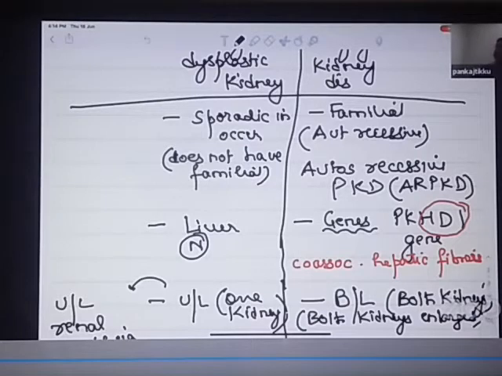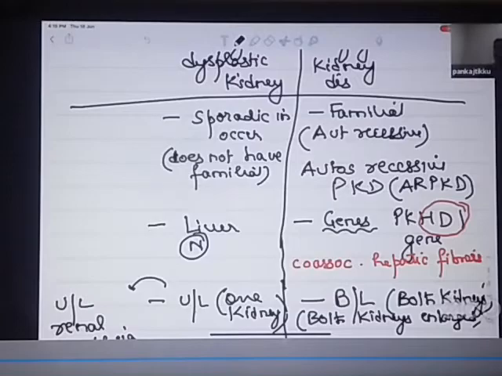I just now received a question: from what age can we do lumbar puncture? See, lumbar puncture is done even in neonates to identify neonatal meningitis. So lumbar puncture to take out the CSF can be done at any age. It is done even in newborns to identify neonatal meningitis.